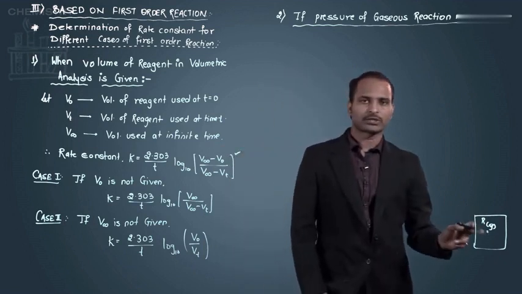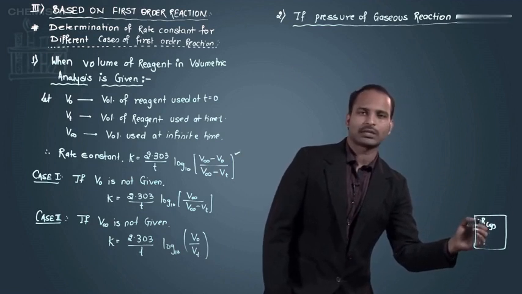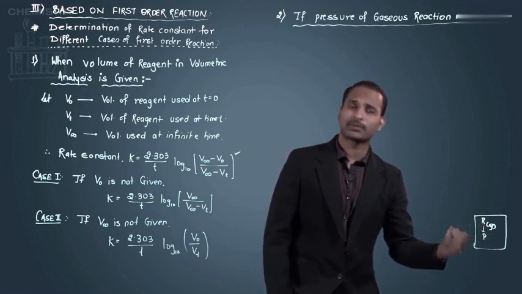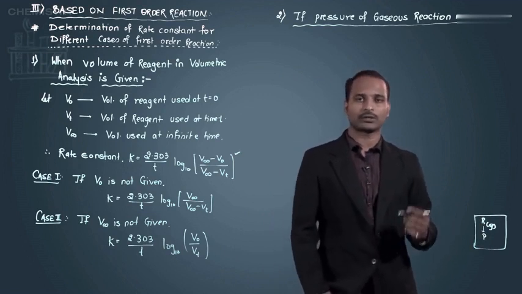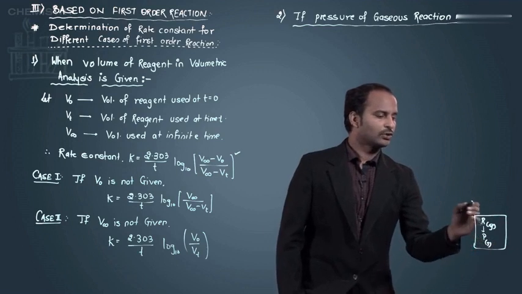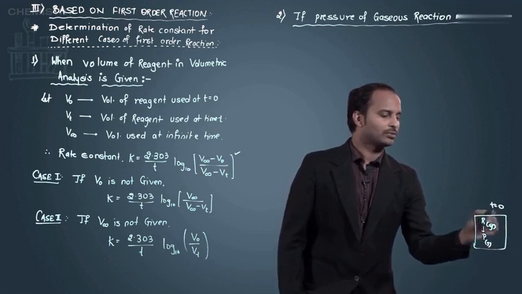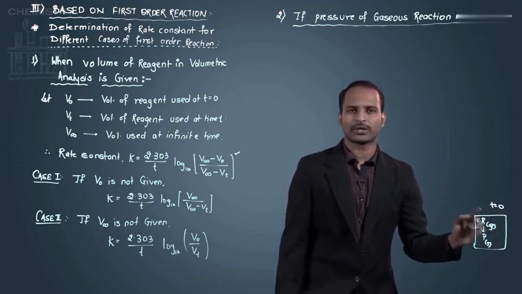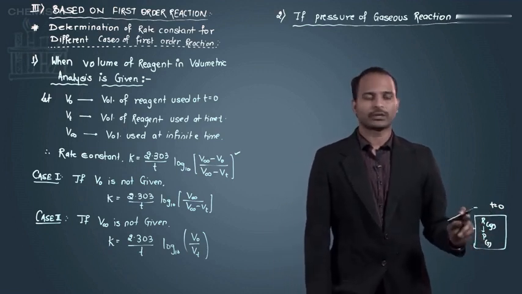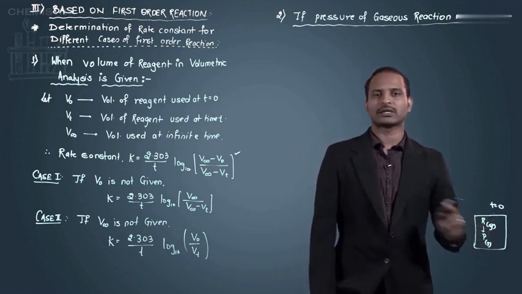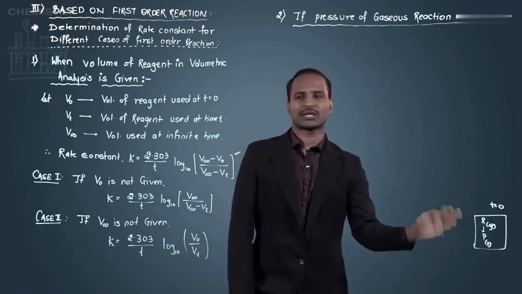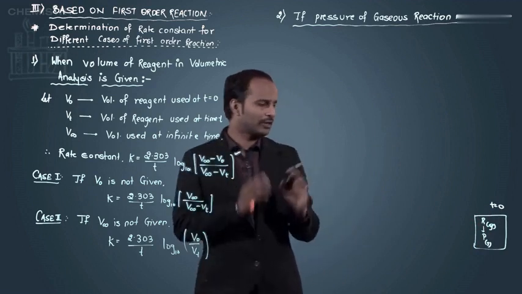So since the product is also in a gaseous state, slowly the reactant concentration will go on decreasing, the reactant pressure will go on decreasing, and the product pressure will go on increasing. So when the time is equal to 0, the pressure inside will be equal to the pressure of the reactant only. But after time t, the total pressure will be equal to the pressure of the reactant as well as the pressure of the product. So in such a case, we have another formula when we have the total pressure.